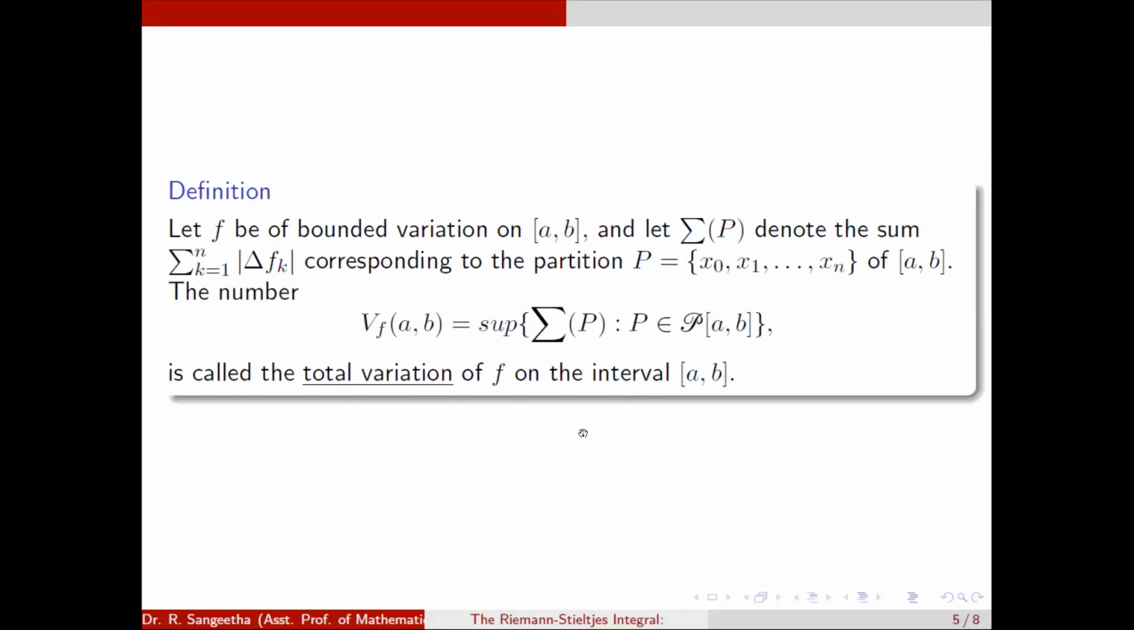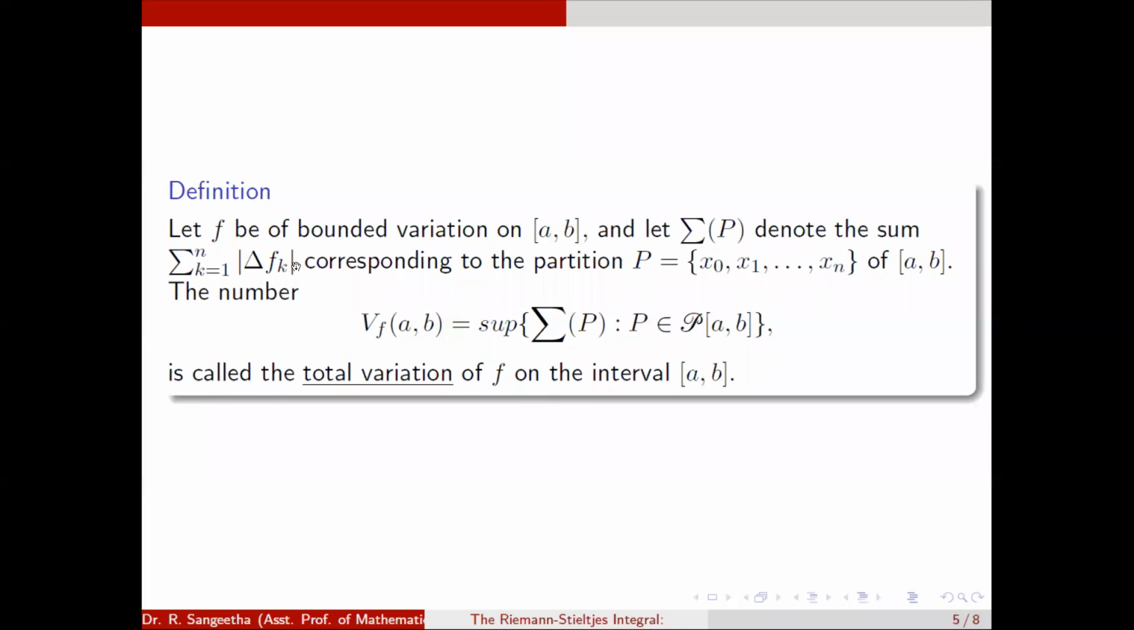Now, the next important definition: total variation. Take a function of bounded variation. Bounded variation means that if you find the sum from k equal to 1 to n of modulus delta f_k, then there exists a number M such that this sum is always less than or equal to M. That means the sum is bounded above by some number. Bounded above means the supremum exists, so find the supremum.